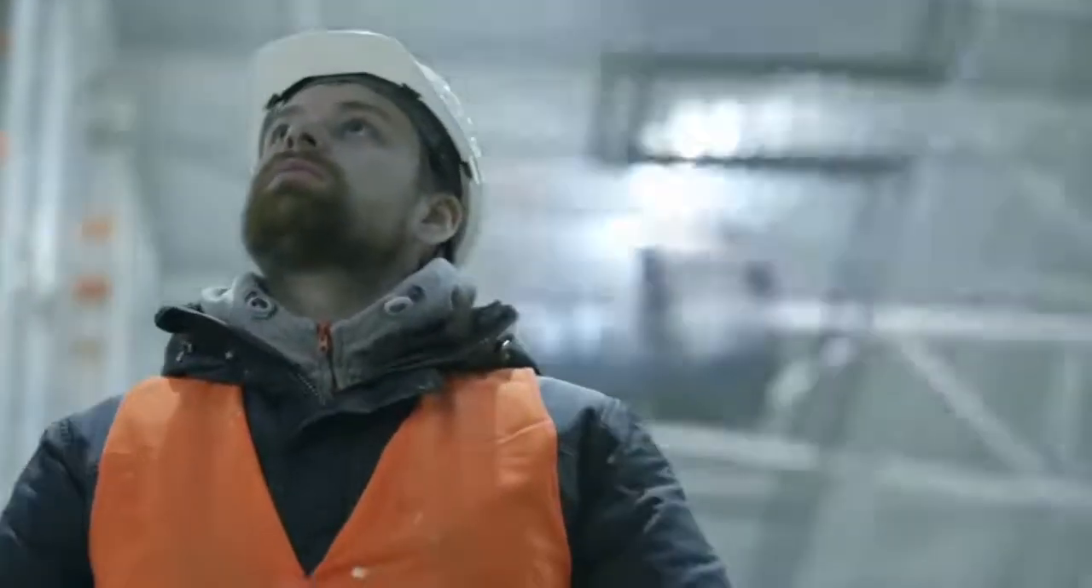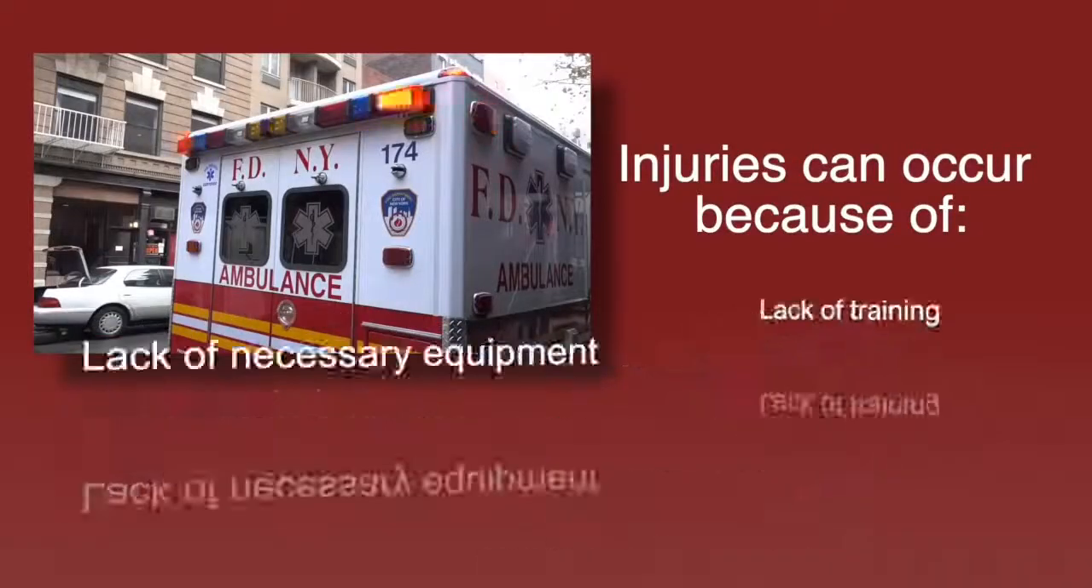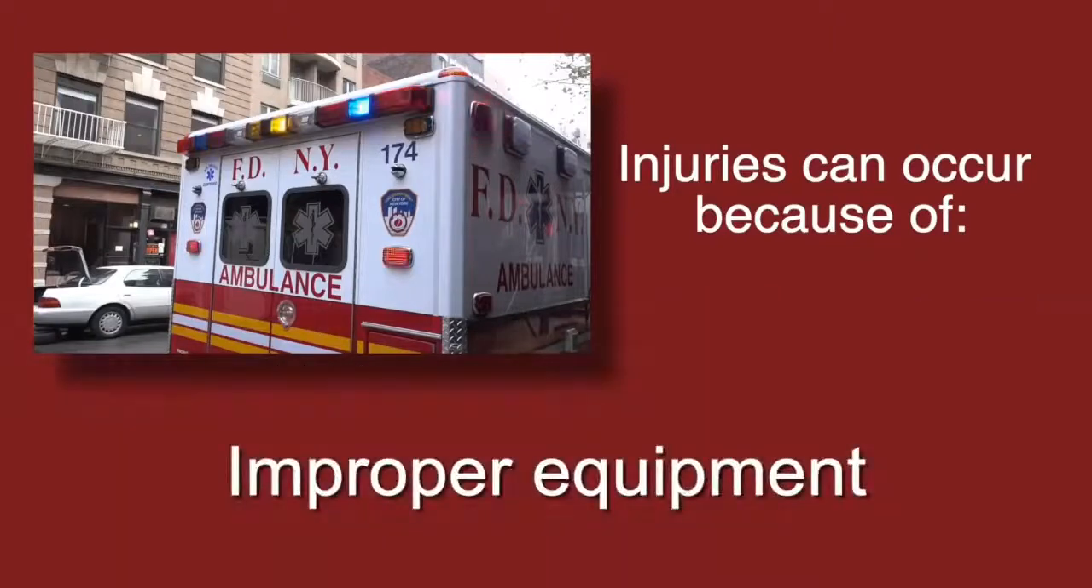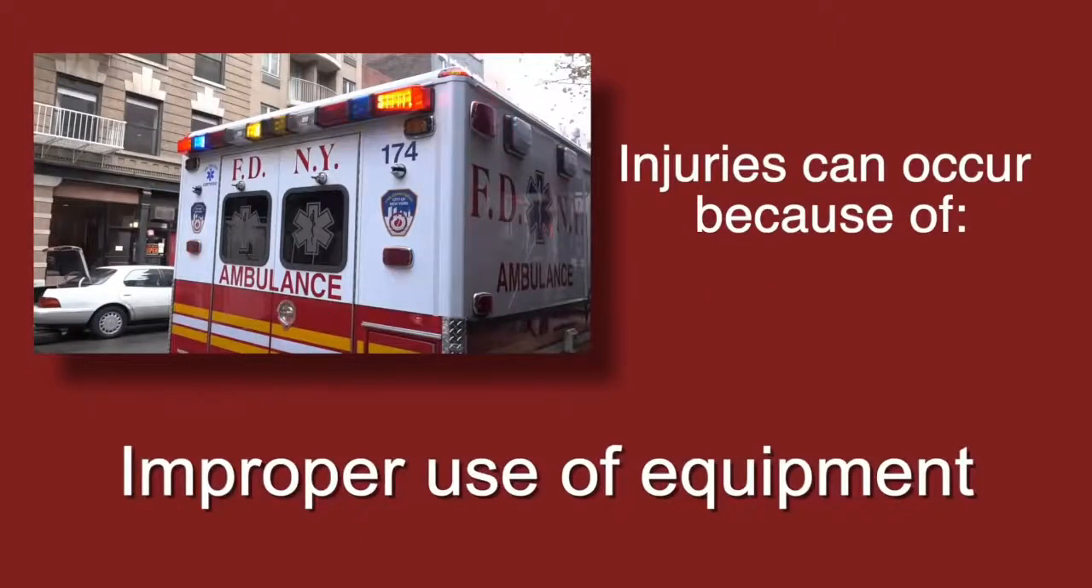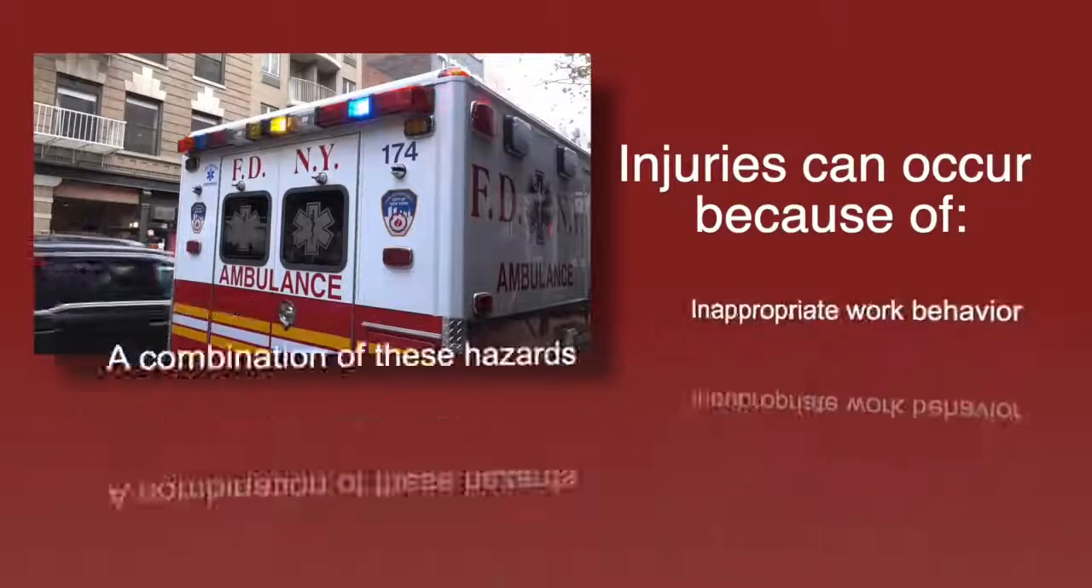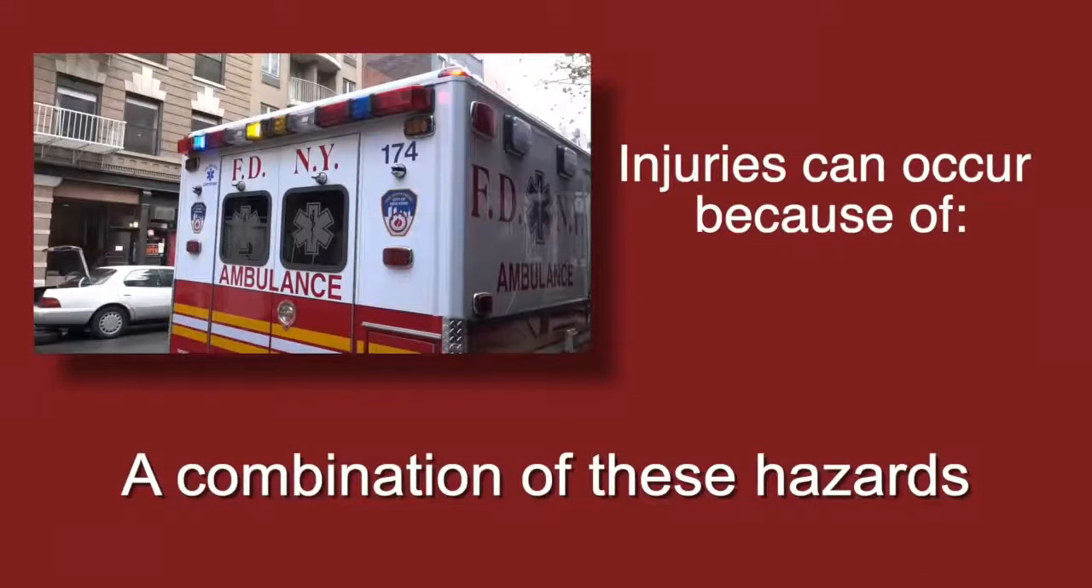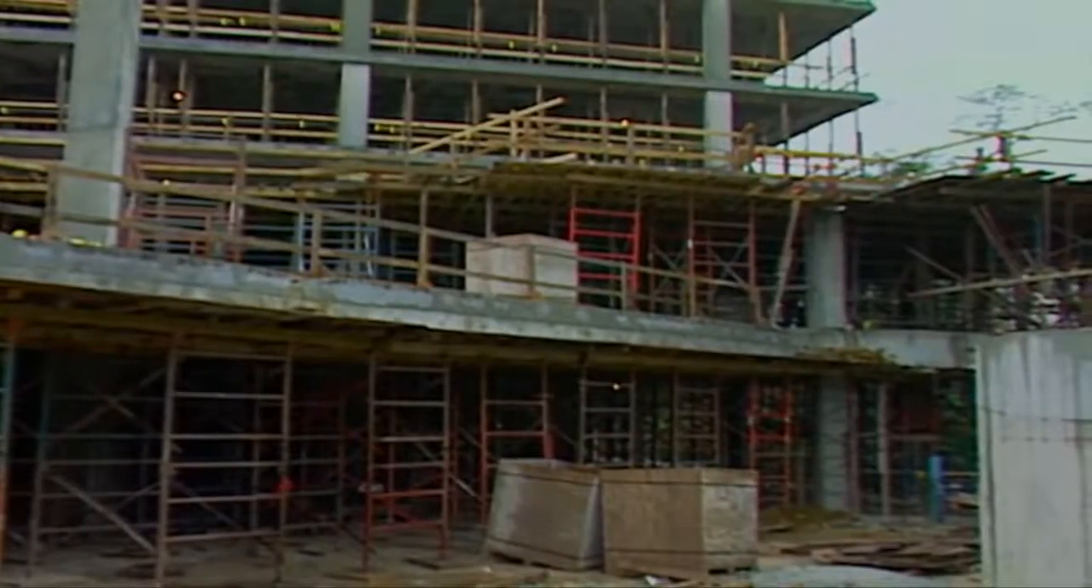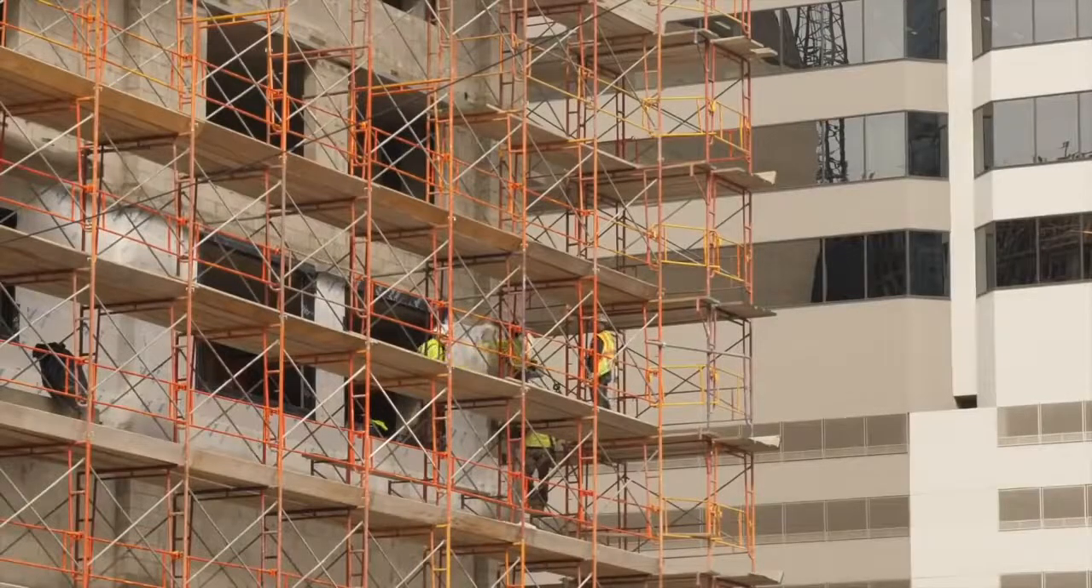There are many hazards associated with scaffolds. Injuries can occur because of a lack of training, lack of necessary equipment, improper use of equipment, inappropriate work behavior, or a combination of these hazards. Some possible hazardous conditions that can lead to accidents and injuries include falls from elevation due to lack of fall protection, unsafe access and slips, collapse of the scaffold due to instability, overloading, or bad planking. Tools and other materials could fall from the scaffold and injure workers below.